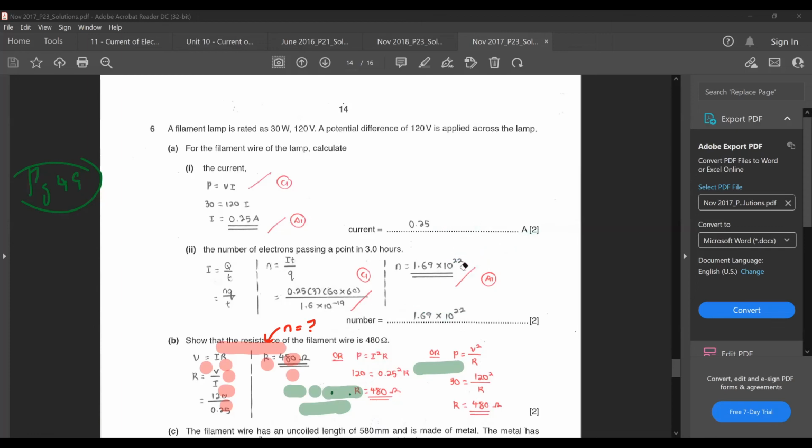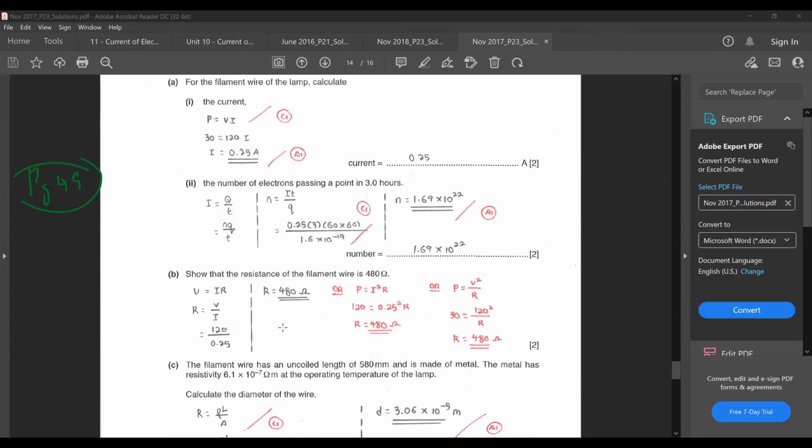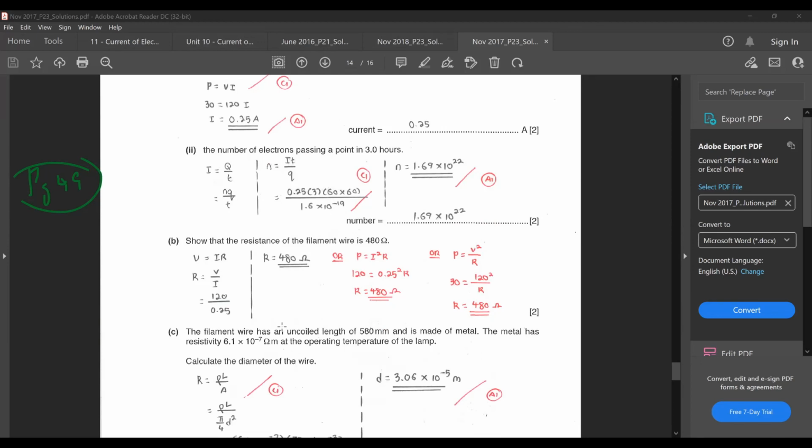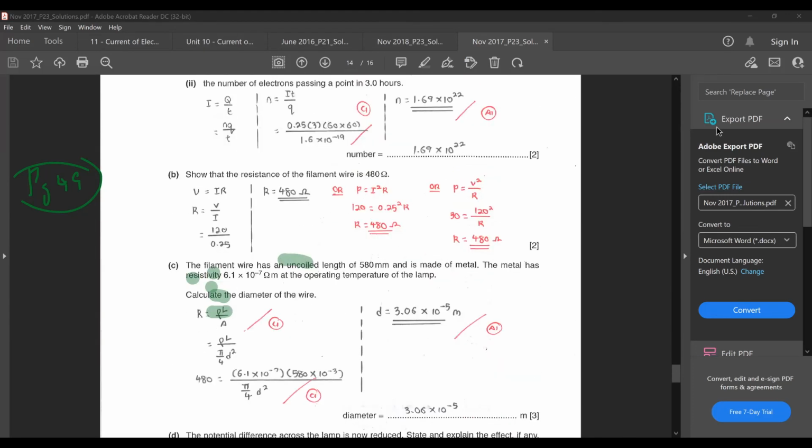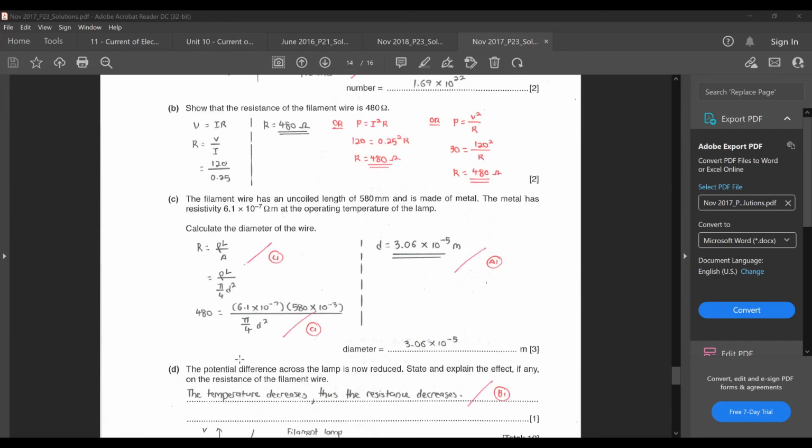Okay, then after that, show that the resistance of the filament lamp is 480 ohm. Okay, this one is where you start to use your V equals to IR, or rather R equals to V over I directly. You know the potential difference is 120, you know the current is 0.25, you can find out the resistance as 480 ohm. Okay. So this one should be okay. This one is just simple calculation, no issues here. All right, this one, the next one.